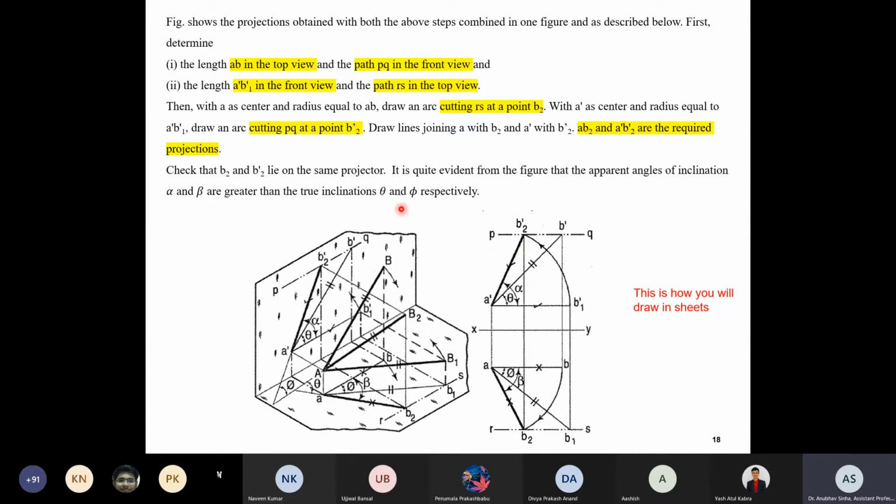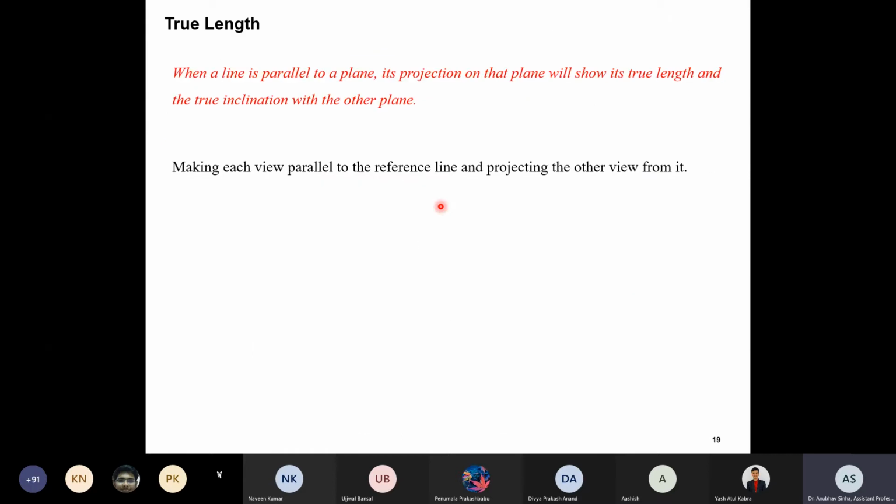So then some comments are there. B2 and B2 dash lie on the same projector, and alpha and beta are greater than the true inclinations. These are the true inclinations. This is what is given to you, that this line is having inclination of theta and phi with horizontal and vertical planes. But this is theta and this is phi. Now when you draw actual projections, you will see the apparent angles alpha and beta. Okay, alpha is this angle and beta is this angle. These are more than theta and phi. That we can see as we are rotating, that angle is getting changed. So these are some general remarks.